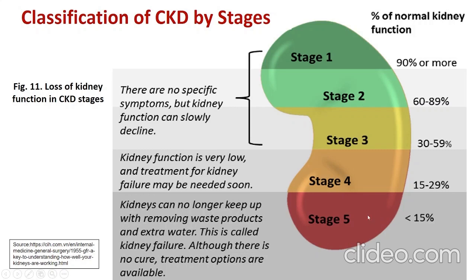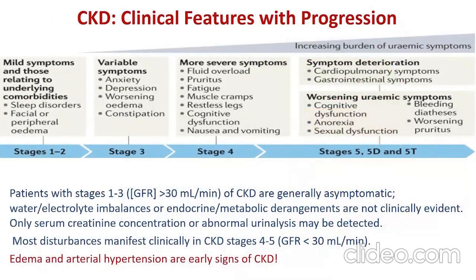And after that stage, the patient quickly moves to stage 5, when less than 15% of kidney function is preserved, and at this moment the kidney can no longer keep up with removing waste products and extra water. This is called kidney failure. Although there is no cure, treatment options are available, and first of all, kidney transplant is recommended for these categories of patients.